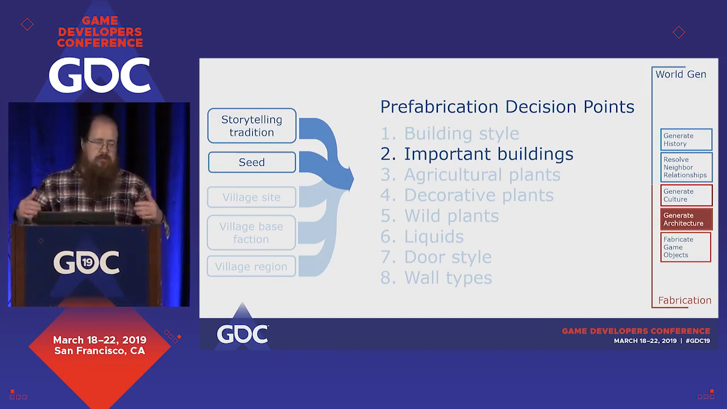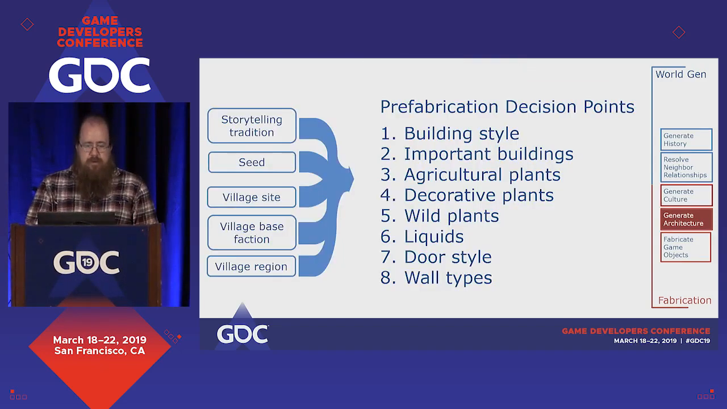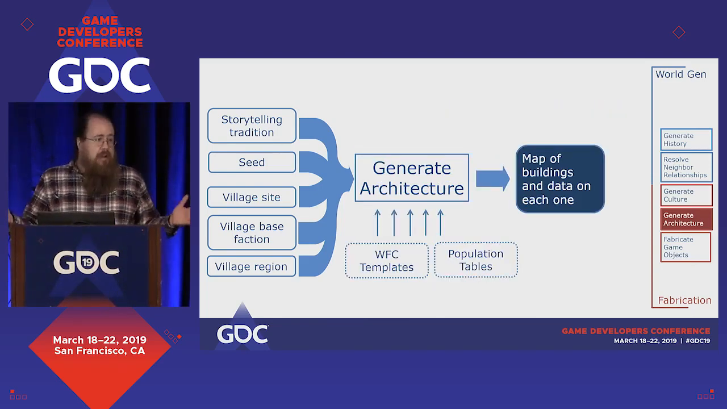Important buildings. This ties back to the monument. This decision is made in largely the same way for monuments. If we have a monument hall style, then we're gonna build a building like this, right? And this is another decision that's made in a very similar way. So we go through all of these prefabrication design points, and now we have an answer for each of these. We know what liquid, what door style, what wall type, what building style. So now we've got to actually build a map to place some objects on.